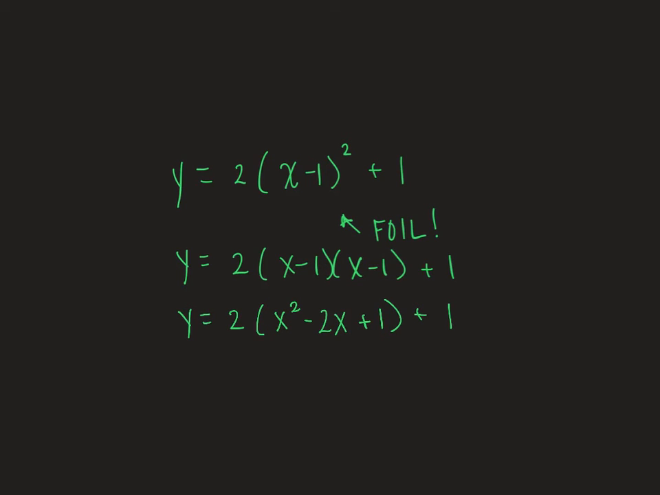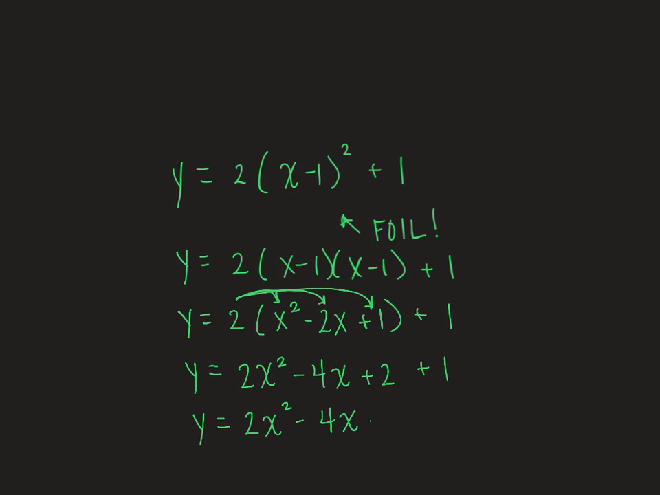Then you can distribute the 2. Remember, it goes to all of the terms on the inside of the parentheses. So we end up with 2x squared minus 4x plus 2 plus 1. And then you can simplify. So this is an example for one of those other problems where it's not in standard form, but it's also not in intercept form. And then that'll be a plus 3. So these are technically the same graph. It's just this one is in vertex form and this one is in standard form.